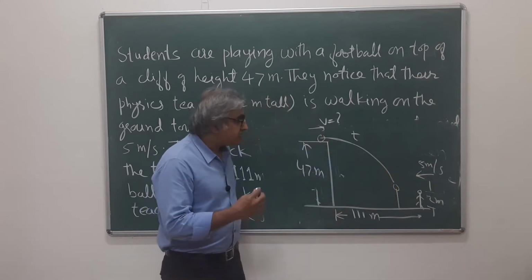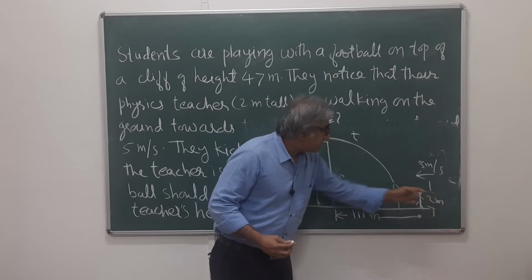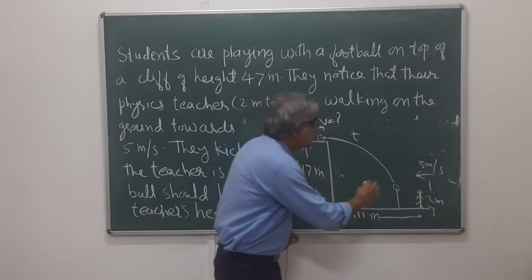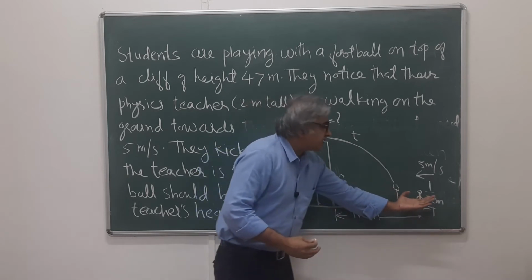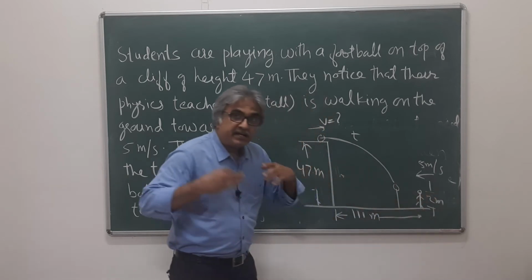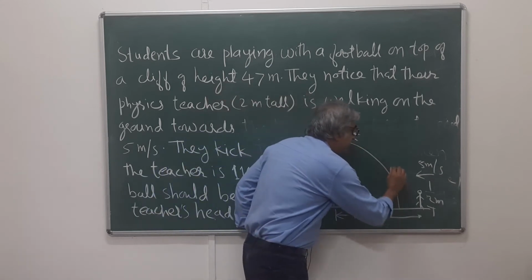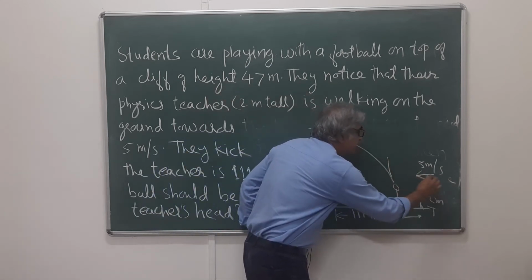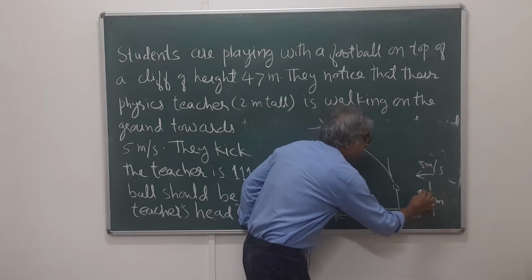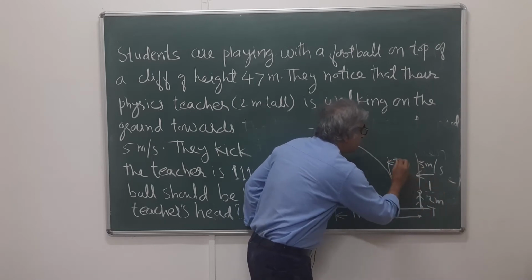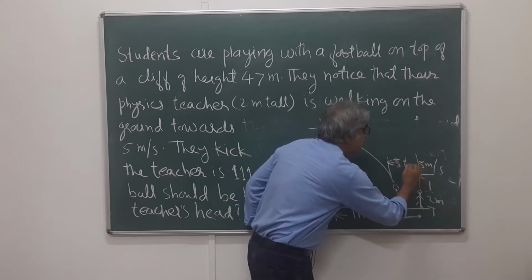So the distance traveled by the teacher to reach here, where the ball is going to hit his head, is some distance, and that distance will be traveled by the teacher in the same time t. So 5 is the velocity with which the teacher is walking, t is the time, so the distance is 5t.